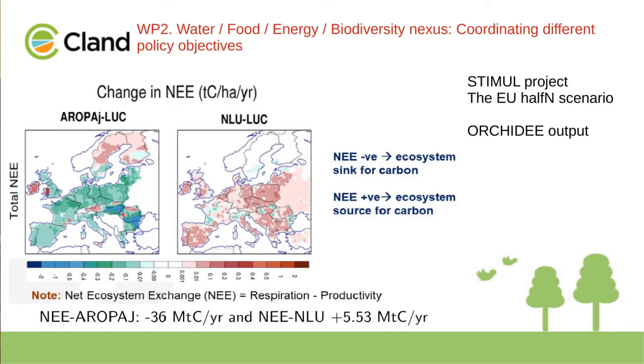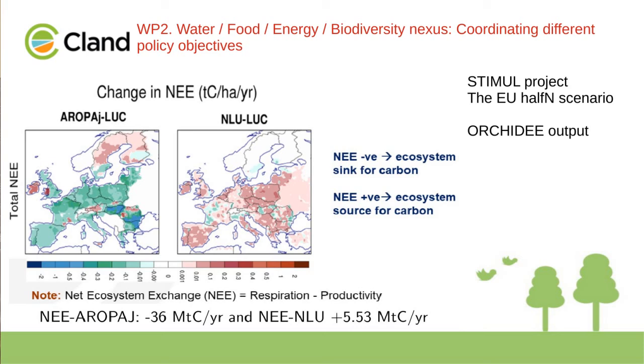Here are the results of these simulations in terms of net ecosystem exchange calculated by Orchidea. We can see that when we have a negative net ecosystem exchange, we have a sink for carbon, and when we have a positive, it's going to be a source for carbon. We can see that with the reduction in cropland predicted by AgroParisTech, we will have more sinks, while the extension of cropland predicted by Nexus will result in more carbon emissions.